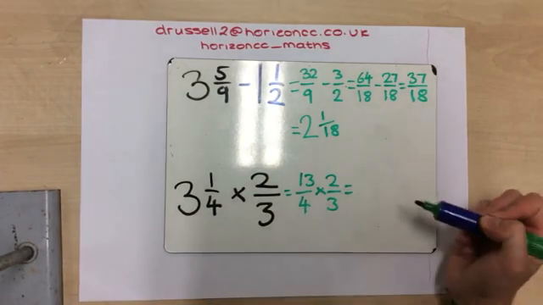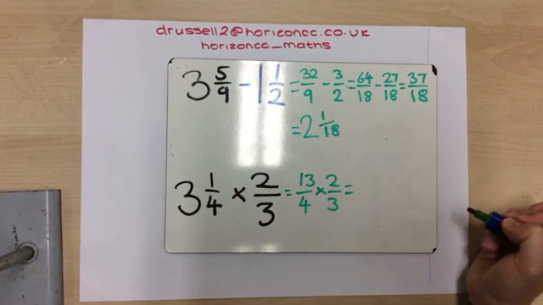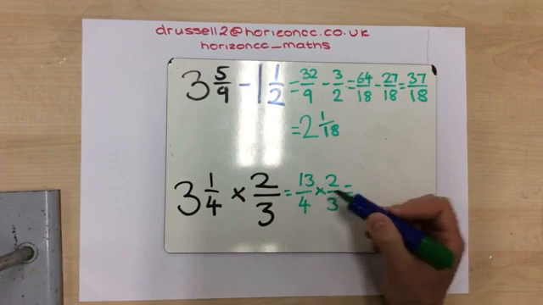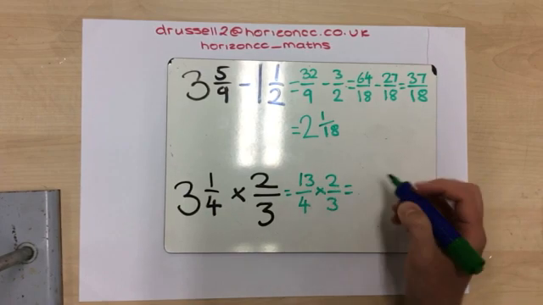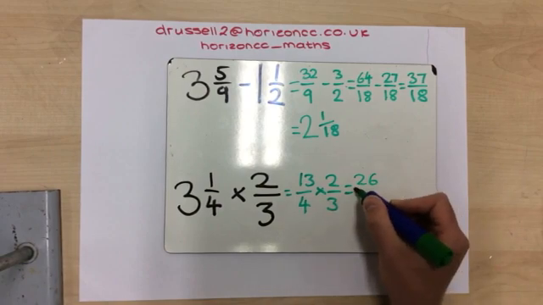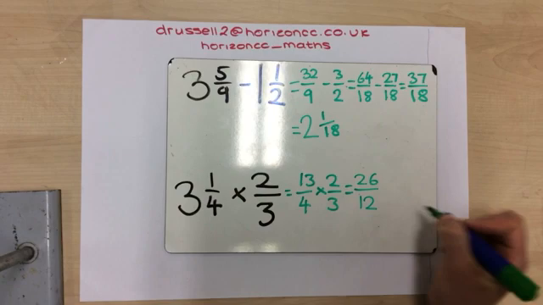Right, so we are multiplying 13 over 4 by 2/3. We do not need to find a common denominator. It will just happen to come out. So we can just multiply our numerators together. 13 multiplied by 2 gives us 26. And we can multiply our denominators together. 4 multiplied by 3 gives me 12.